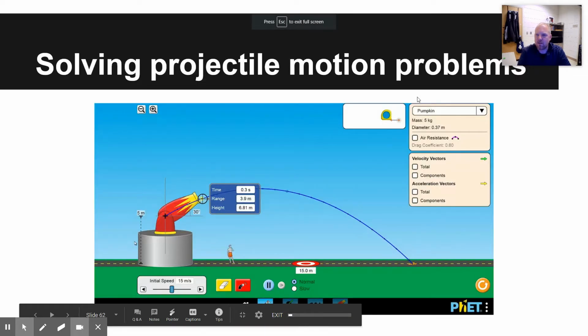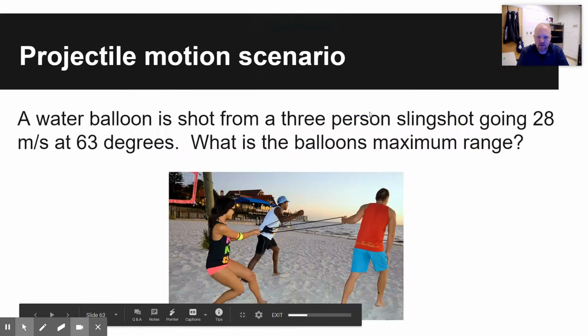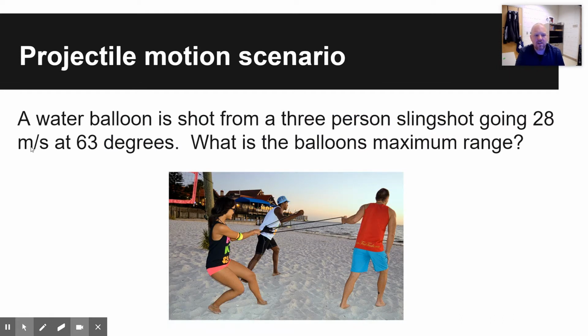Step one, solving projectile motion problems. What you're going to have is some scenario, some problem that you're trying to solve. The scenario that we're going to go through says a water balloon is shot from a three-person slingshot moving 28 meters per second at 63 degrees. What is this balloon's maximum range?